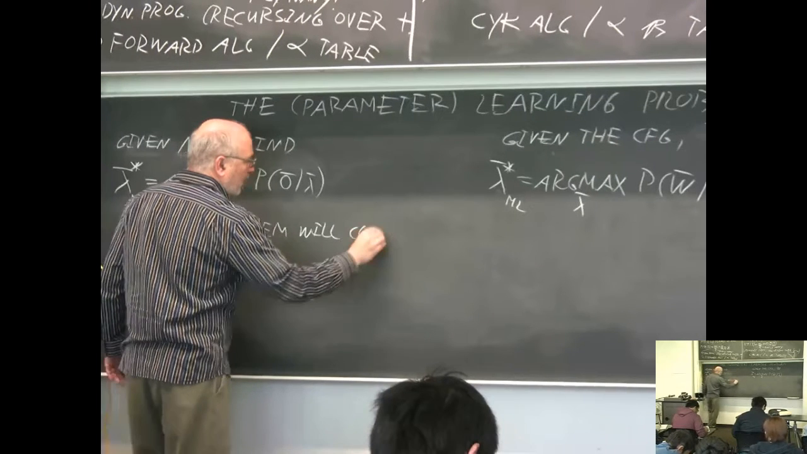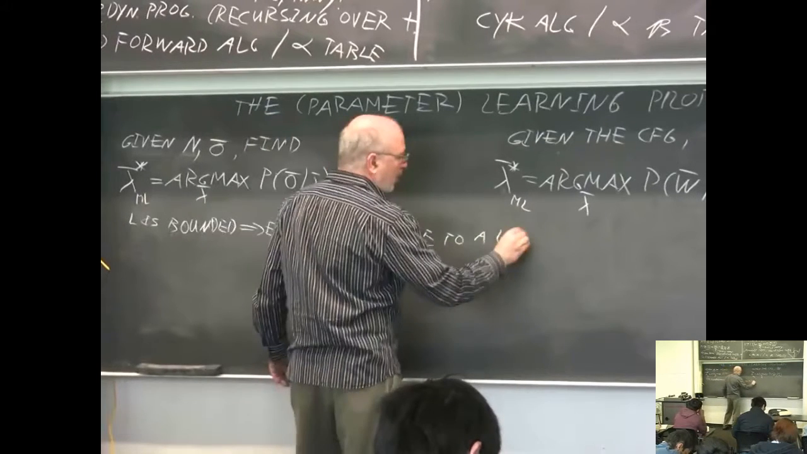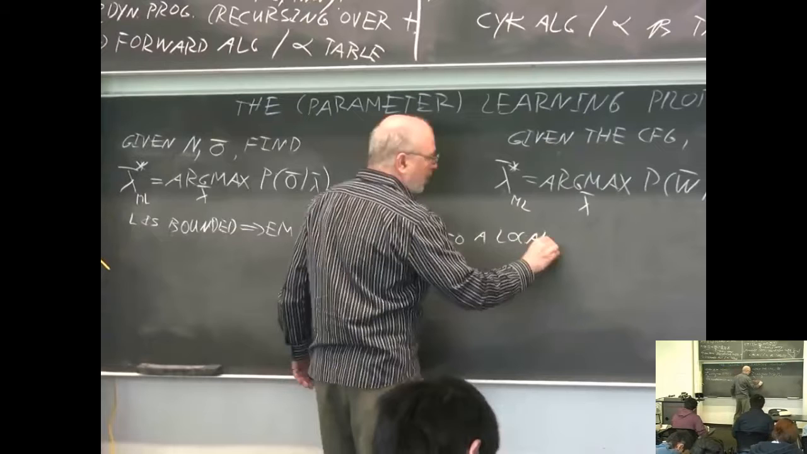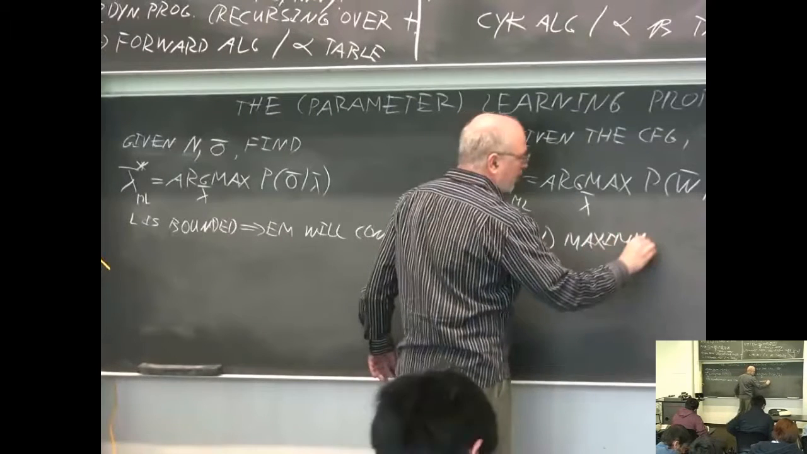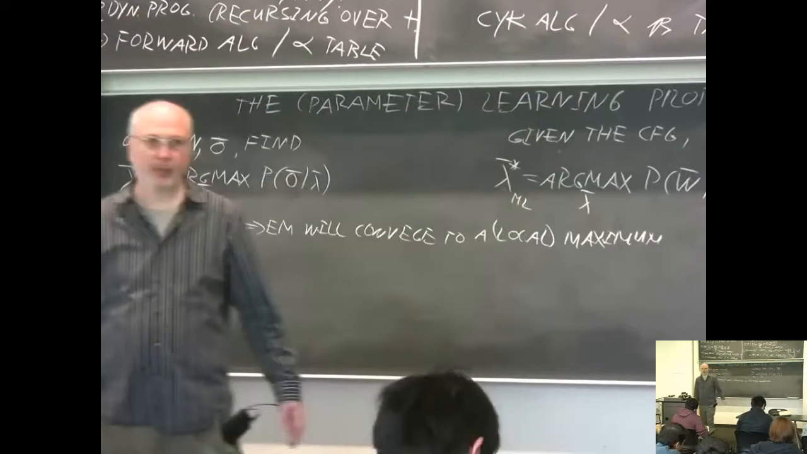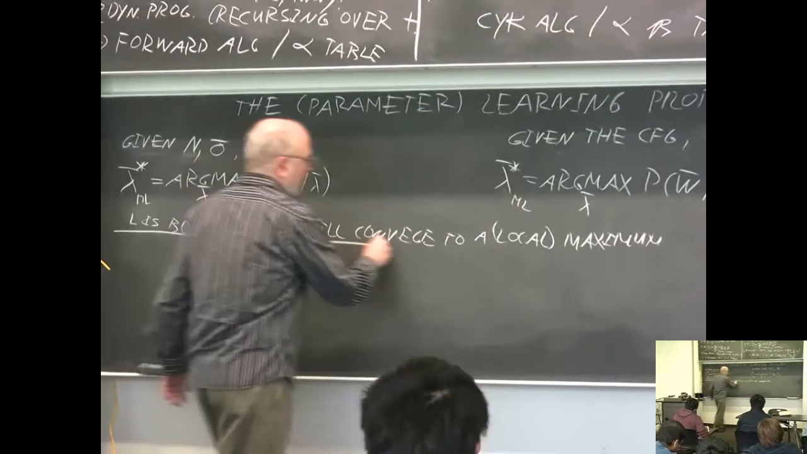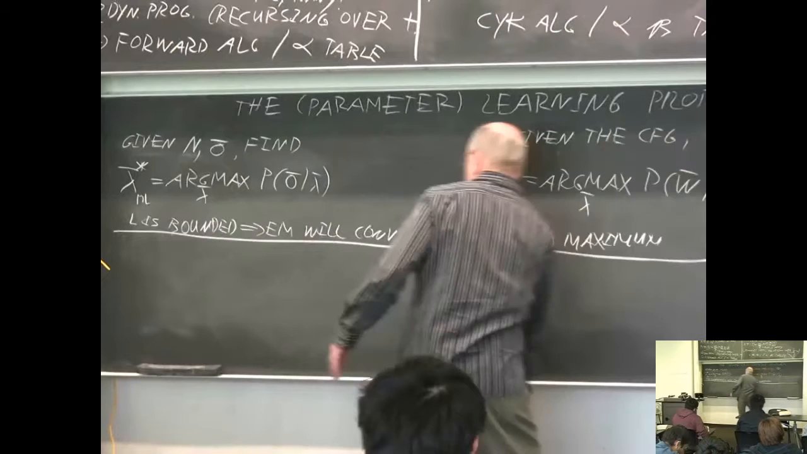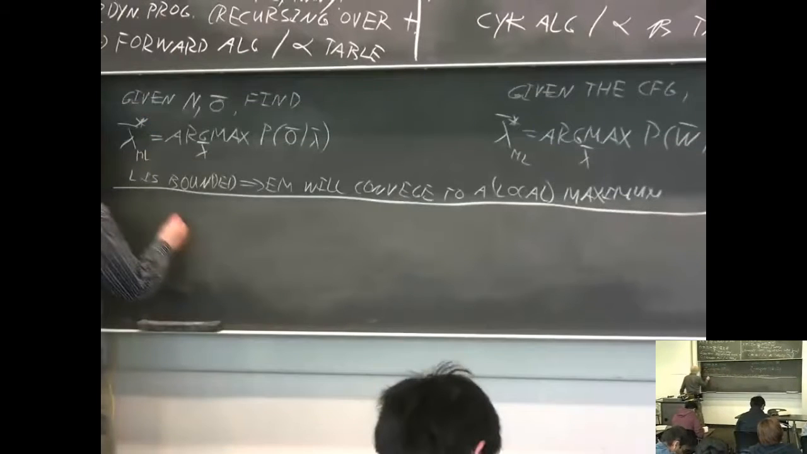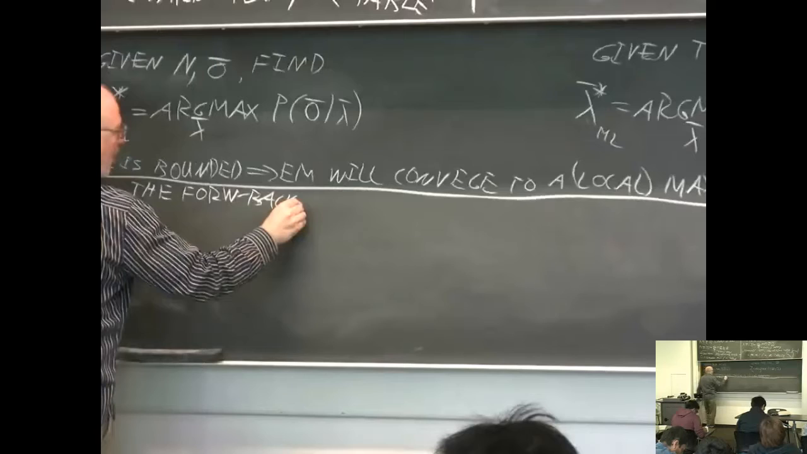EM will converge to a local maximum. So that's what the algorithm guarantees. Now, how does the algorithm operate? It operates exactly the same in both cases. Here it is called the forward-backward algorithm. Also known as the Baum-Welch algorithm.